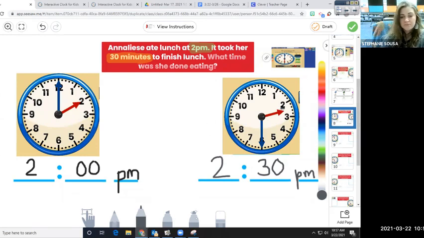Okay, 2:30 p.m. What questions can I answer about how to answer that type of question where it tells you how long has passed?